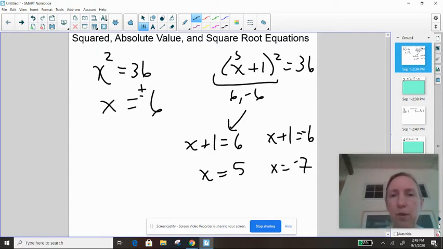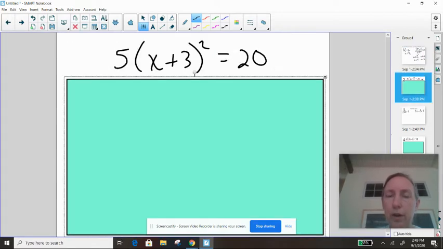5 plus 1 gets you to 6. 6 squared is 36. You plug in a negative 7, you add 1, you get negative 6. You square it, you get 36. So hopefully that makes sense. So go ahead and try this one.